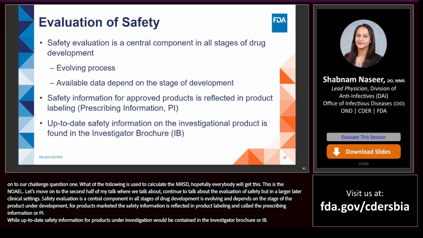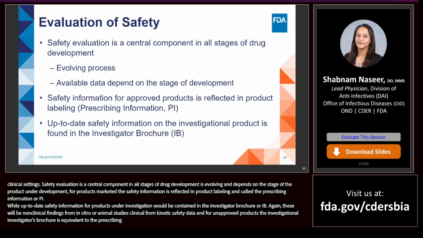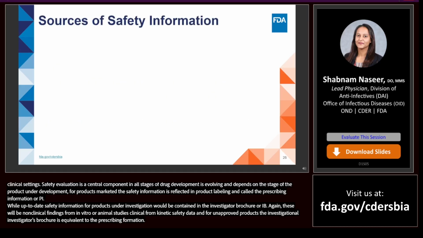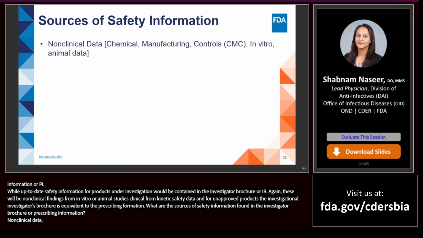So again, these would be non-clinical findings from in vitro or animal studies, and clinical pharmacokinetic safety data. And for unapproved products, the investigator's brochure is equivalent to the prescribing information. So what are the sources of safety information found in the investigator brochure or the prescribing information? Non-clinical data, again, can include in vitro or animal data, as well as information about the structure of the product and the manufacturing process.